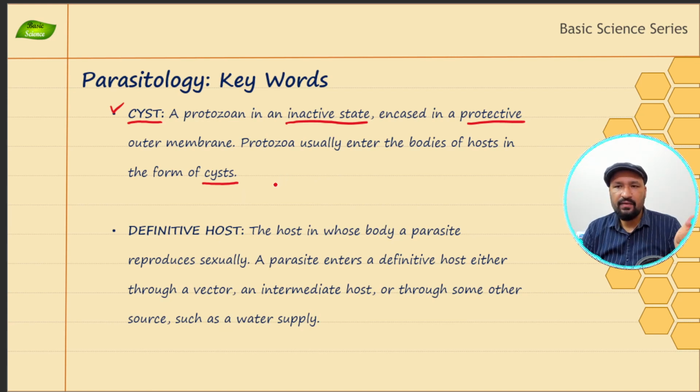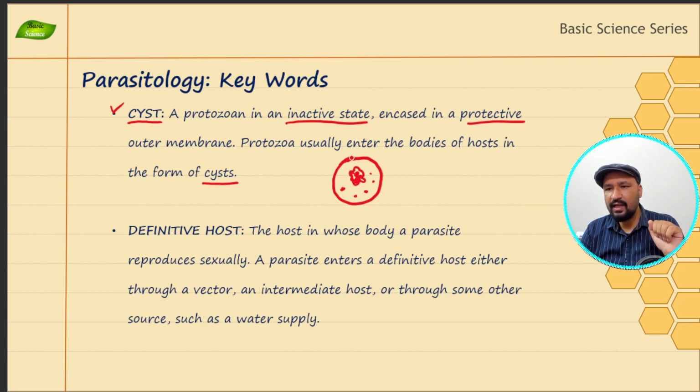Inside the host, they will convert into a different form, and we'll also discuss that. So I hope that is clear. Basically, it will be something like this, where you will have the genetic material inside, and some food material, but it will have a very thick or resistant wall outside that will protect it from the environmental conditions. Okay, next, definitive host. Now, first we need to understand host.